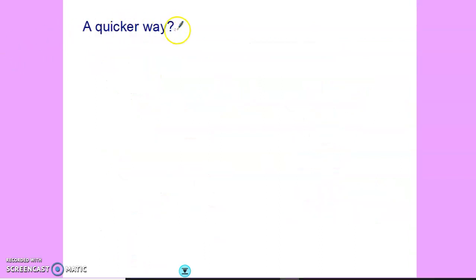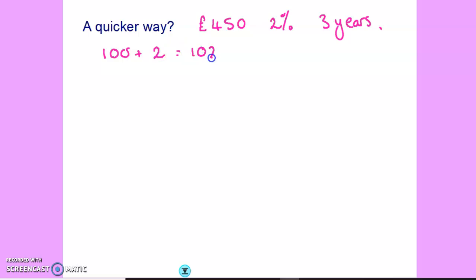Okay, I'm going to look at this same question, but I'm going to show you a quicker way of doing it. So we had £450, 2%, 3 years. First thing I'm going to do to make it quicker is add on first. So 100% is how much we had in the bank. We're adding on 2%, so it's 102%. And I'm going to do this as a decimal, so I don't need to divide by 100 every single time. So 102% as a decimal is 102 divided by 100, which is 1.02.